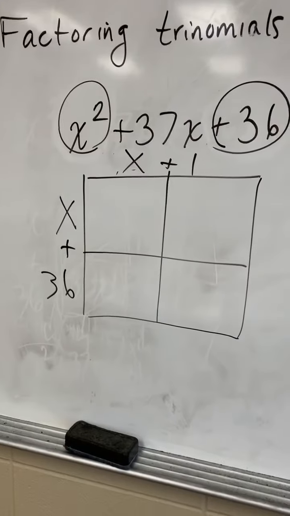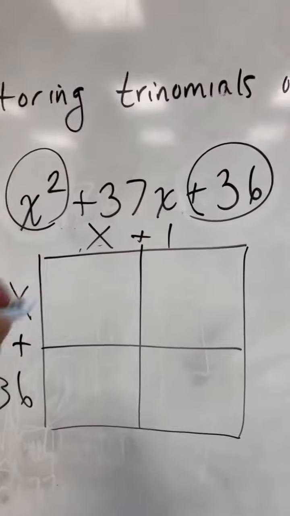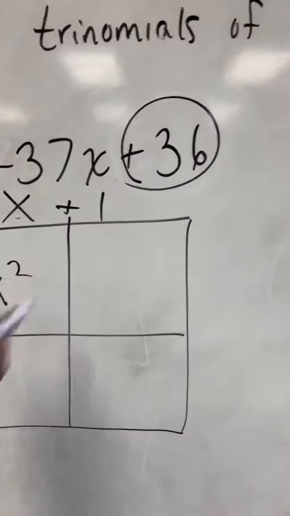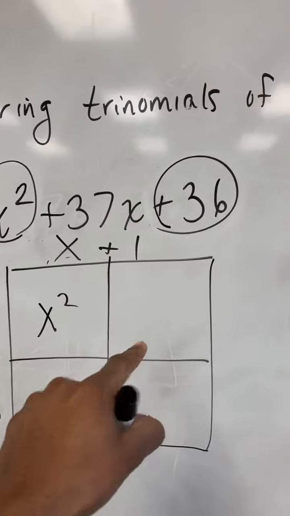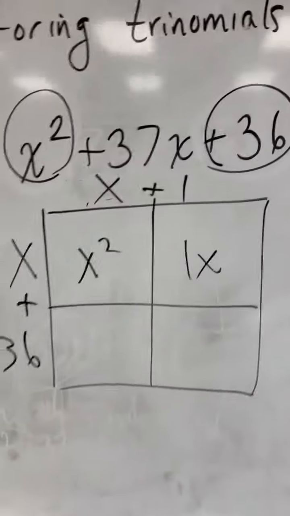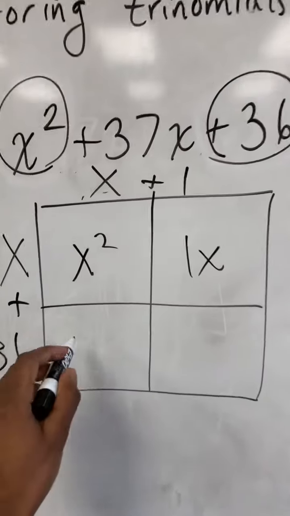We're going to go ahead and verify it before we move forward. So multiply these two together. You get x to the second power. That's what goes into that box. Multiply x times 1. Put it in that box. That's a 1x. Multiply 36 times x. That goes here. 36x.